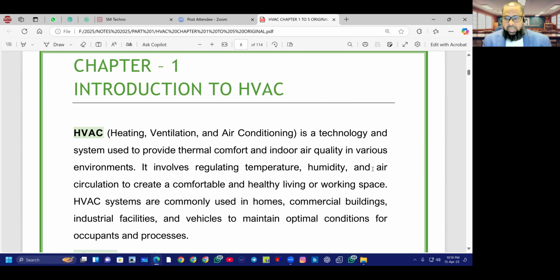Okay, so humidity is nothing but just the moisture present in the air. You'll find more about this humidity in chapter 4, part 1.